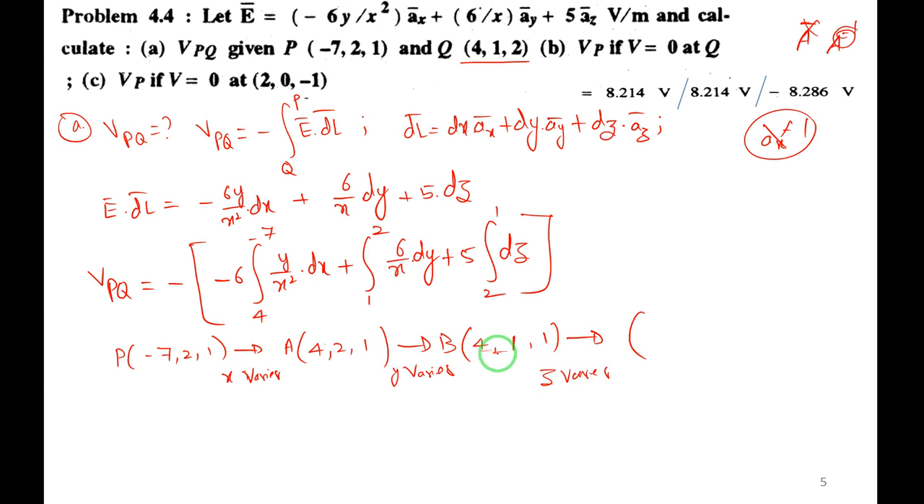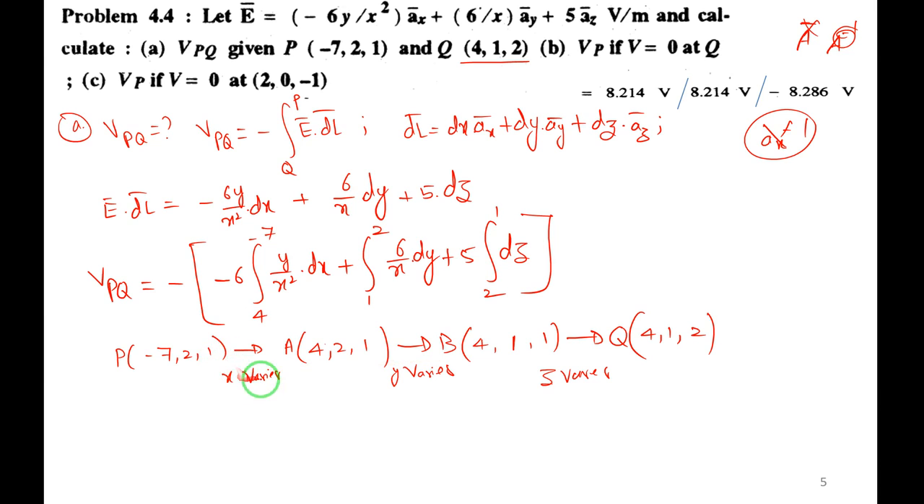Z varies means 4, 1, x and y are fixed. Z is varying from 1 to 2, right? So here 1 is there, so 1 to 2. 4 1 2, I am getting the same point. 4 1 2 means I will call it as q only. So this is initial point p, and finally I got the final point q.